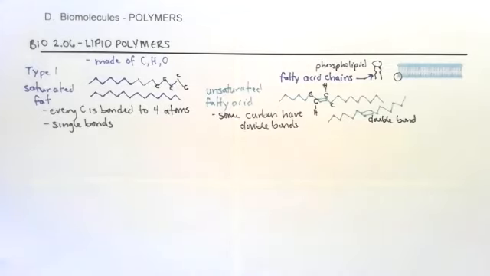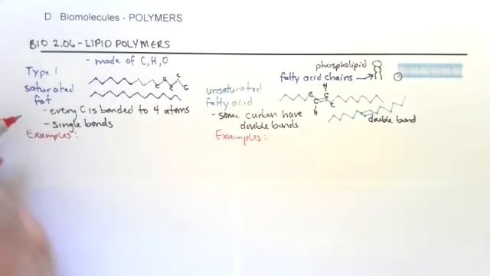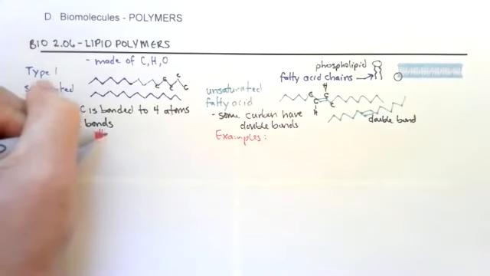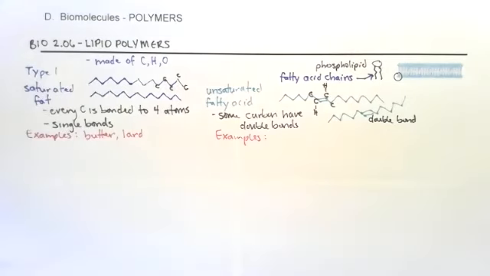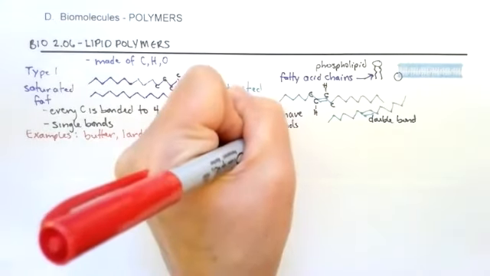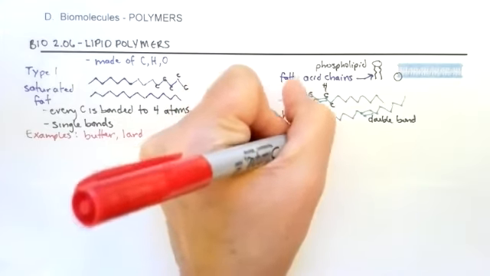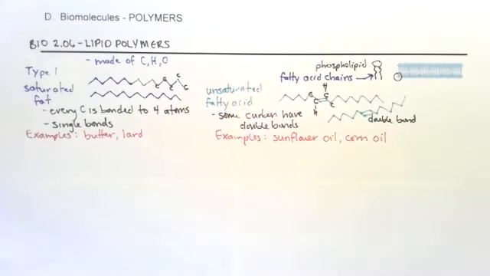So let's go to some application here. Let's do some examples. Some examples of saturated fat are butter or lard. Some examples of unsaturated fat are sunflower oil, corn oil, vegetable oil.